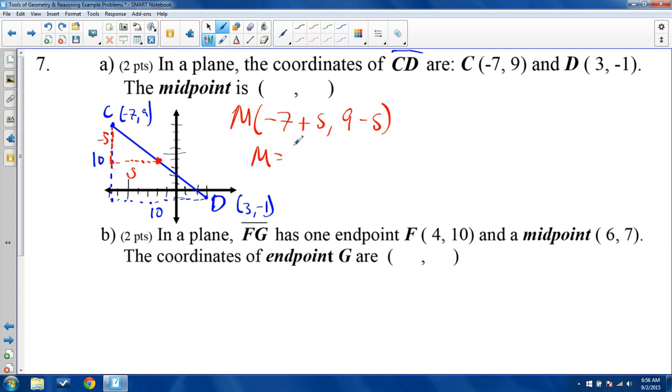You could actually count it, but I'm just going to give you that math, and it's going to give you the point -2, 4.